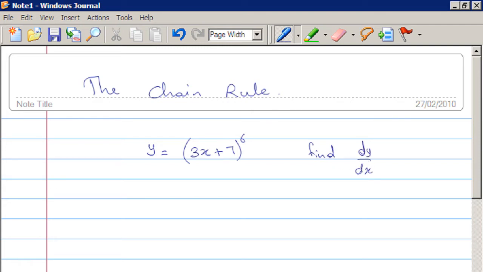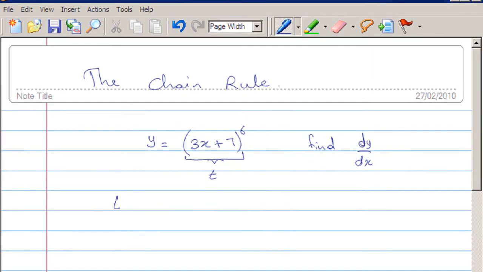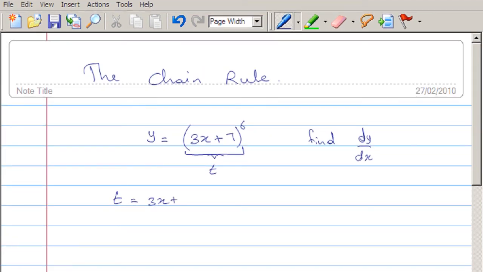Now one thing you can do is expand this bracket using binomial expansion, but that would take a very long time. So it's nice to have a very quick way of doing this. What we can do is let whatever is inside this bracket, the terms inside, be called t. So I could say t is equal to 3x + 7.